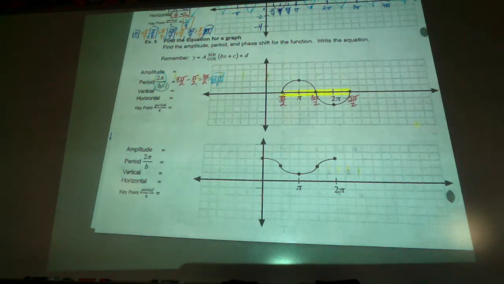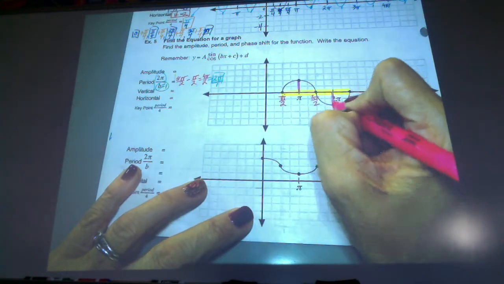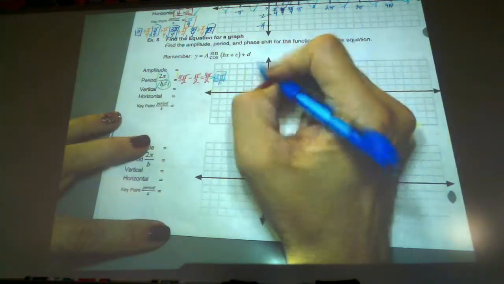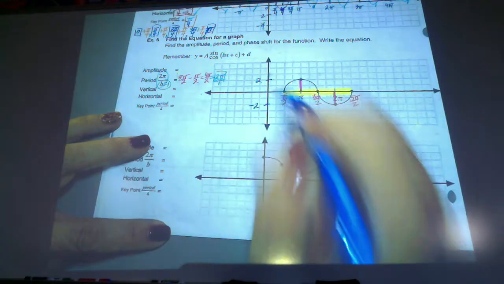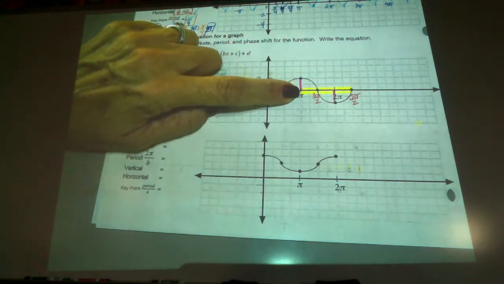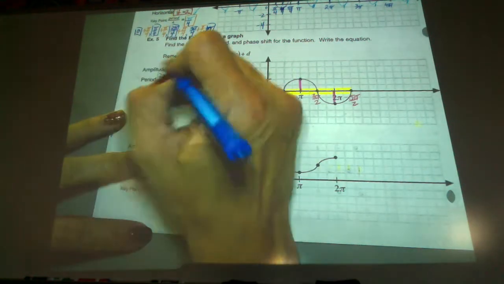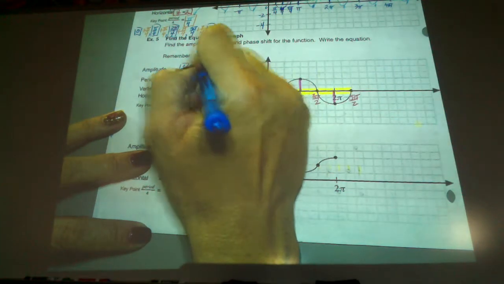Then look at your distance above your 0 line and below your 0 line. There's no markings here, so I can only assume they're going by 1. So this is a distance of 2, and this has a distance of negative 2. So what does this distance tell me? My amplitude. So what's my amplitude? 2. And that means that A is equal to 2.